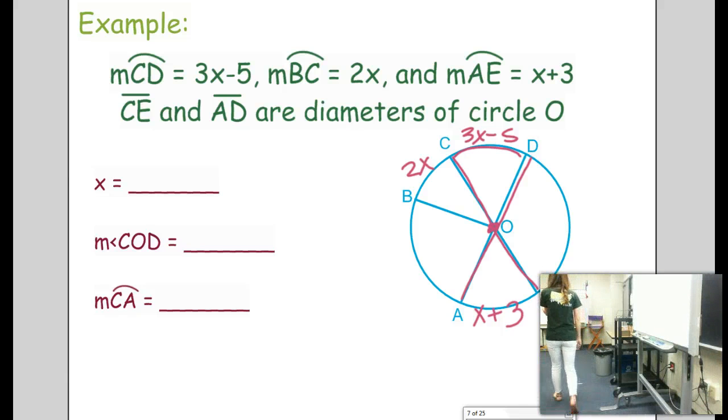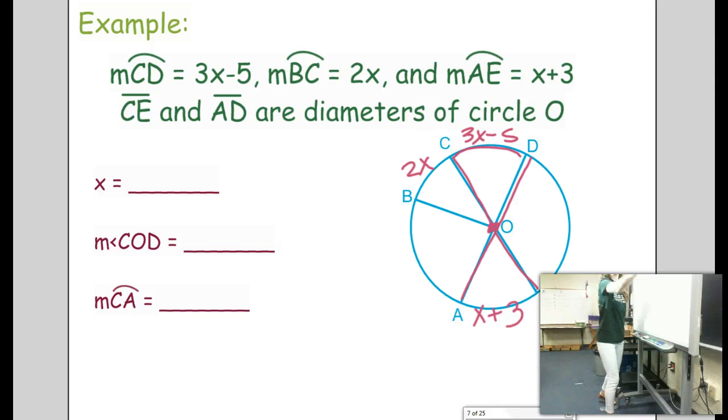What we're not going to do is add those up to equal 360. Why can't we do that? Why can't I add those three expressions up to equal 360? Because we're missing BA. We don't know BA. And we're missing DE. You can't add it up to 360 when there's holes. So what could we do?